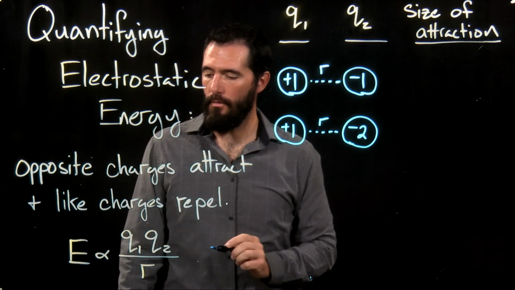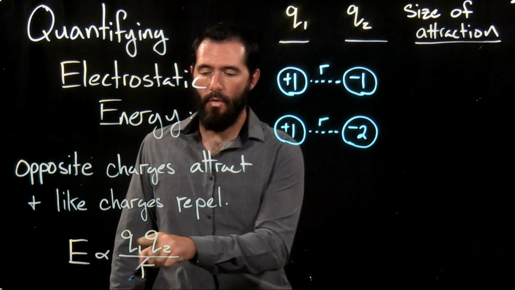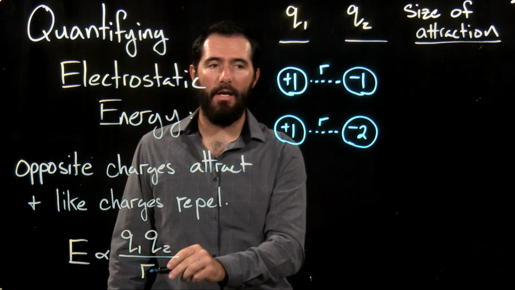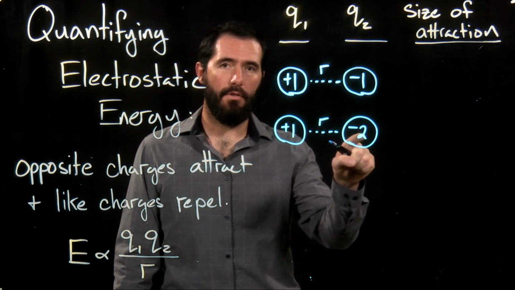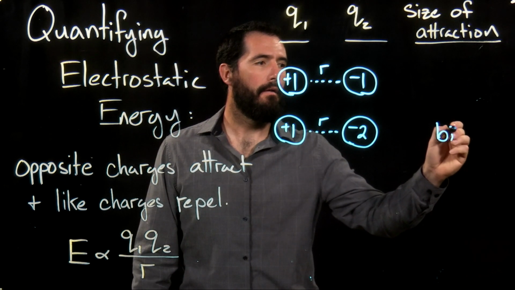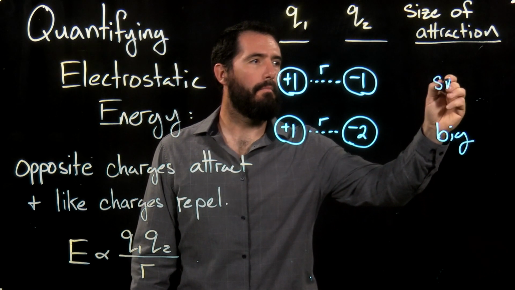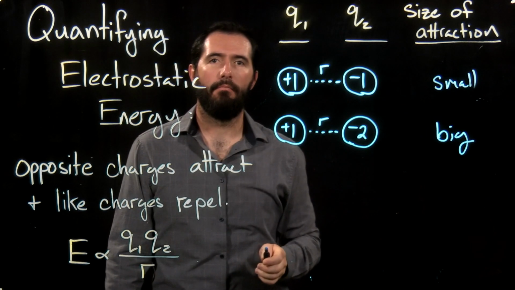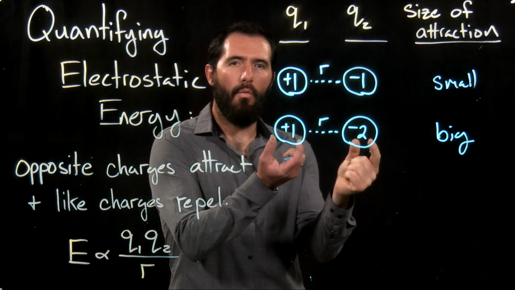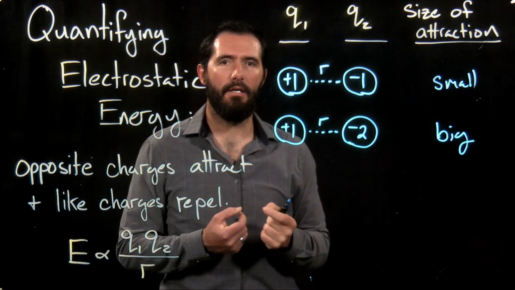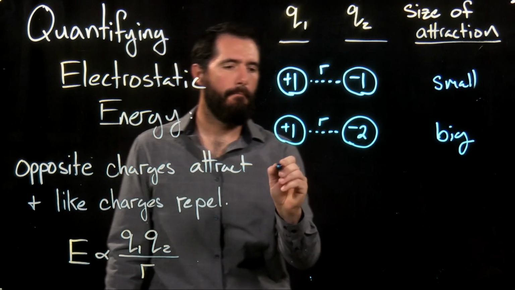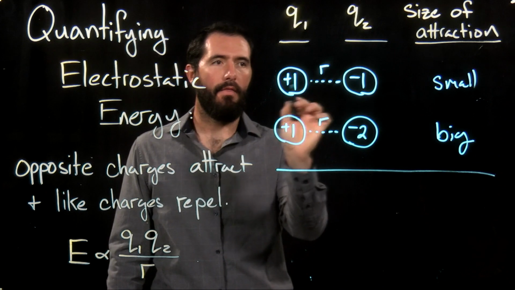So looking at our Coulomb's law equation over here, Q1 and Q2 are both 1 in this top case divided by a radius, compared to 1 times 2, so a larger number. So we end up with this is a big interaction and this is a small interaction. Another way to think about that is a +1 and a -2 charge will be more strongly attracted to each other than a +1 and a -1 if they have the same radius. That was comparing the charge.